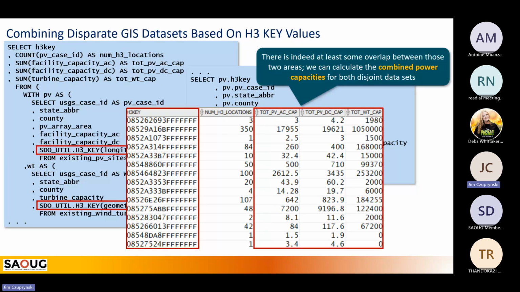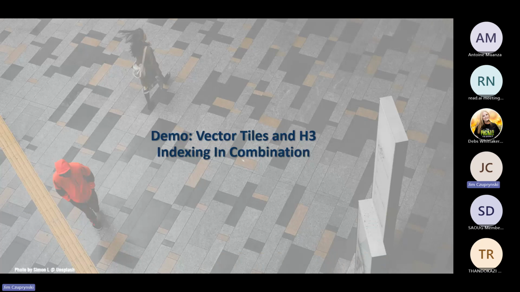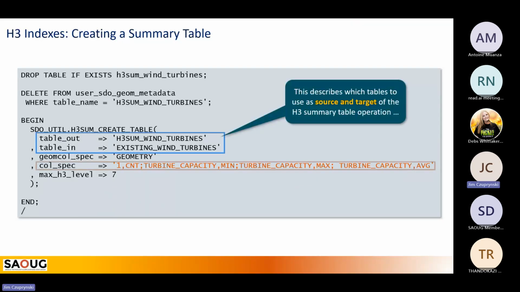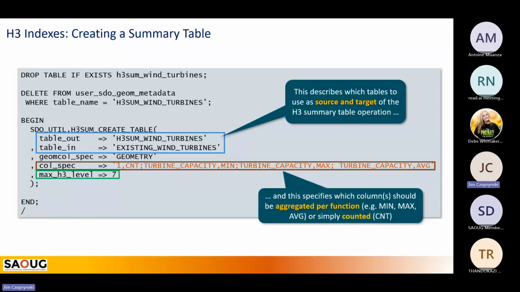And here's what actually comes out. So the H3 keys, remember, they're built in a hierarchical structure. Not only can I aggregate at the lowest level, but I can take these totals and aggregate up into higher and higher concentrations of area, or if you will, higher and higher or lower and lower resolutions. So what does that mean? Well, let's build an H3 summary table.